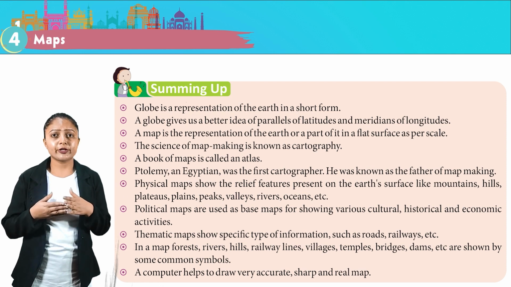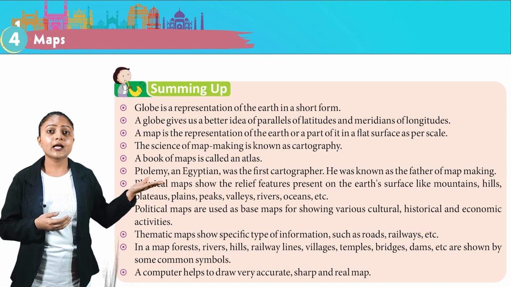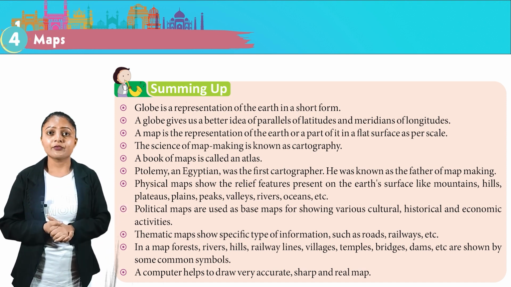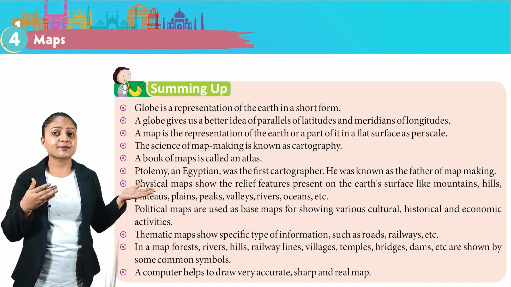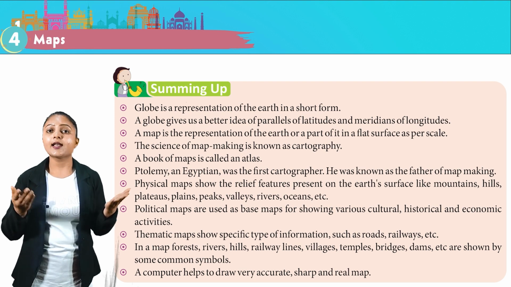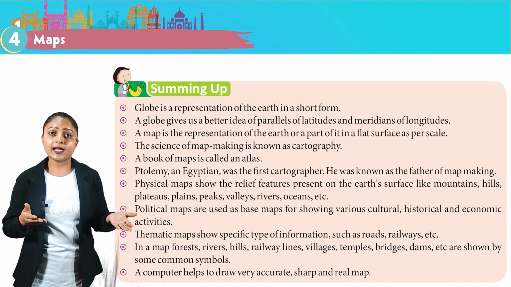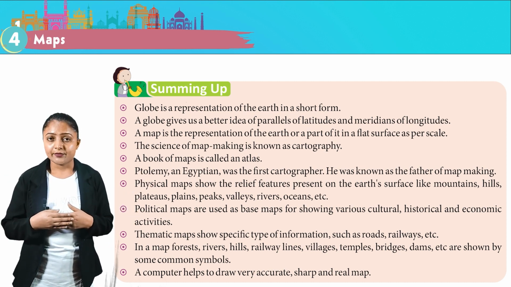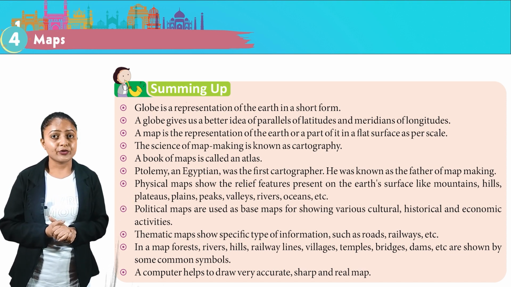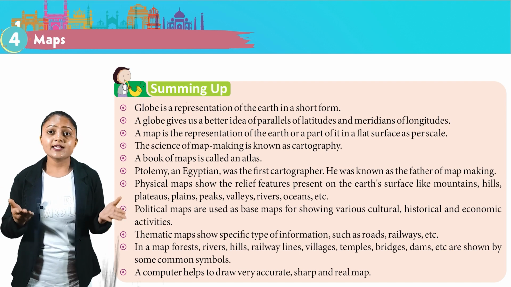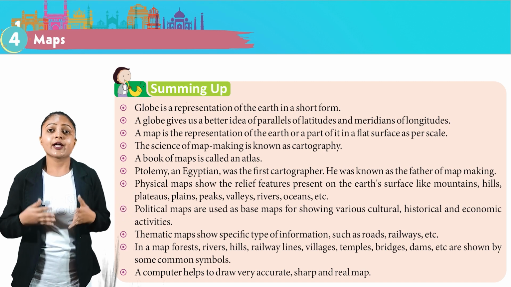Physical maps show the relief features present on the earth's surface, like mountains, hills, plateaus, plains, peaks, valleys, rivers, oceans, etc. Political maps are used as base maps for showing various cultural, historical, and economic activities. Thematic maps show a specific type of information such as roads, railways, etc. In a map, forests, rivers, hills, railway lines, villages, temples, bridges, dams, etc. are shown by some common symbols. A computer helps to draw a very accurate, sharp, and real map.